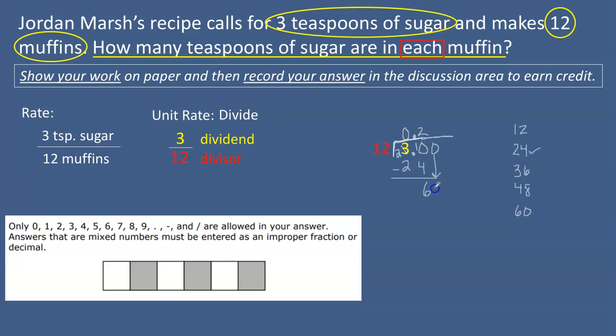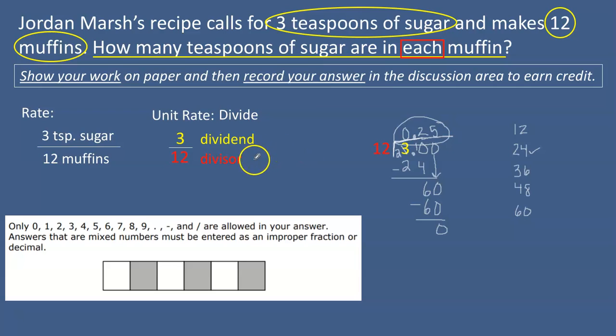I'll bring the 0 down, and now I can ask the question, how many times does the divisor 12 go into 60? Well, 12 goes into 60 1, 2, 3, 4, 5 times. So 5 12s go into 60. 5 times 12 is equal to 60. We put that below the 60. And then we subtract 60 minus 60, and we get a remainder of 0. And there's no other number to bring down. So if we have a 0 here, and there's no number to bring down, then we have finished the problem, and this is our quotient.